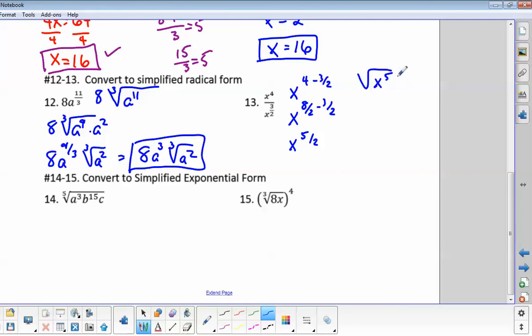Alright, so I can't divide 5 by 2, so I need to split this into two pieces. I'm going to do x to the 4 times x to the 1, because now I can take this out. You do 4 divided by 2 because it's a square root, so x to the 4 over 2, square root of x to the 1, and it becomes x squared root x.